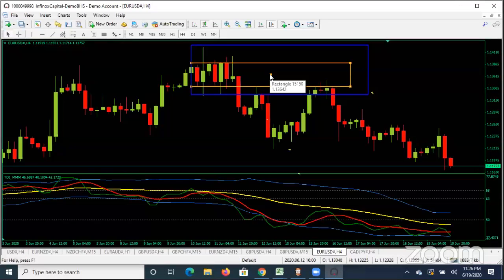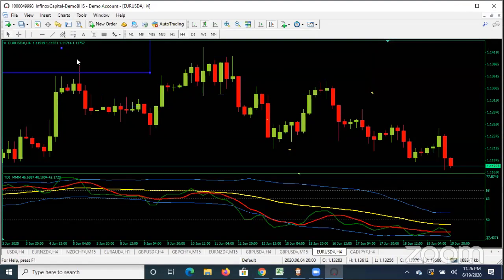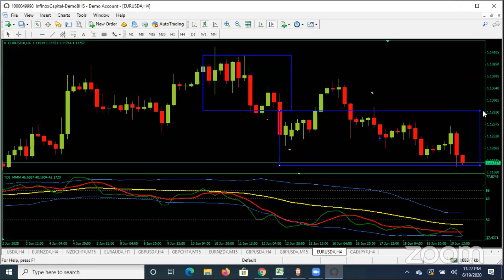Let me take these two out. I told you that if you find a large candle engulfing, you could basically clone the whole of this move. Right? You could clone the whole of that move. Notice how swift that was.